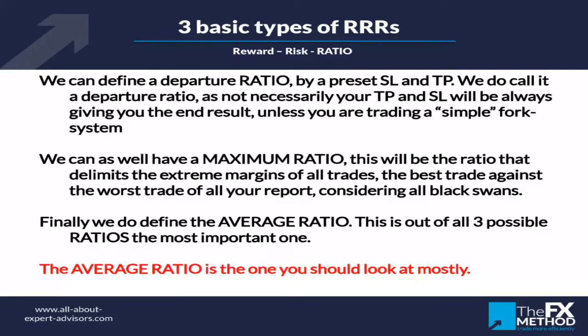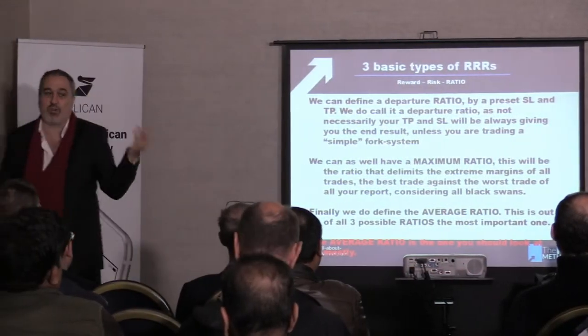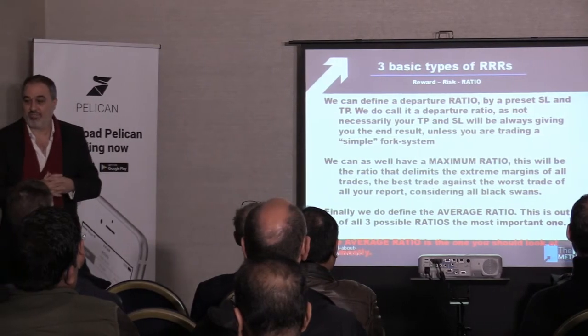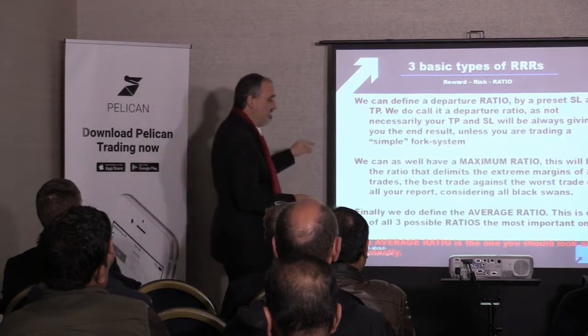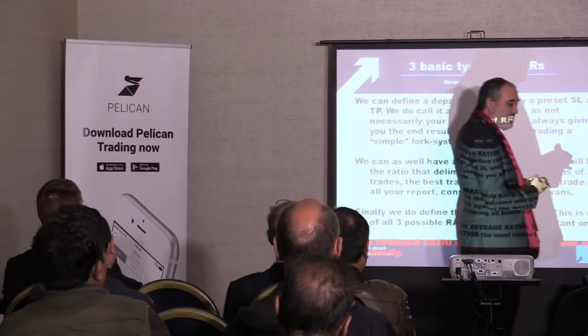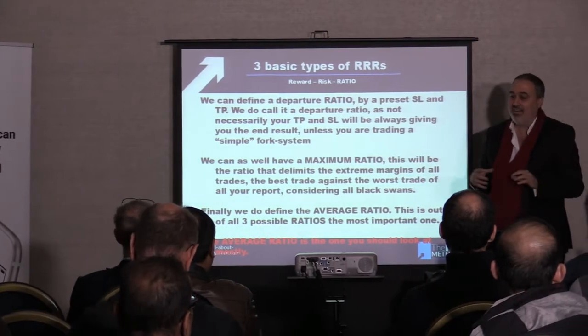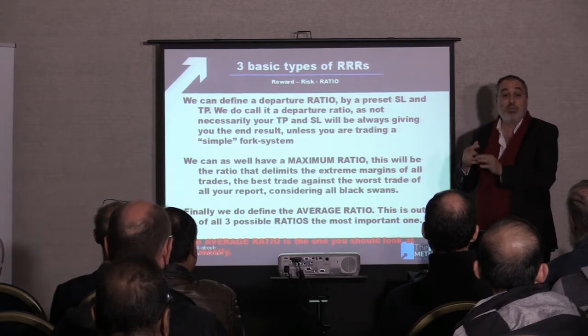That's also a big confusion out there. I'm speaking about another one. Actually, I was not very precise when I was saying take profit against stop loss, because that's only the departure ratio. Let's imagine, for instance, I call it the fork system. The fork system is just a plain manual trading system, usually, that has just a simple stop loss and a take profit, and no exit rule in between.